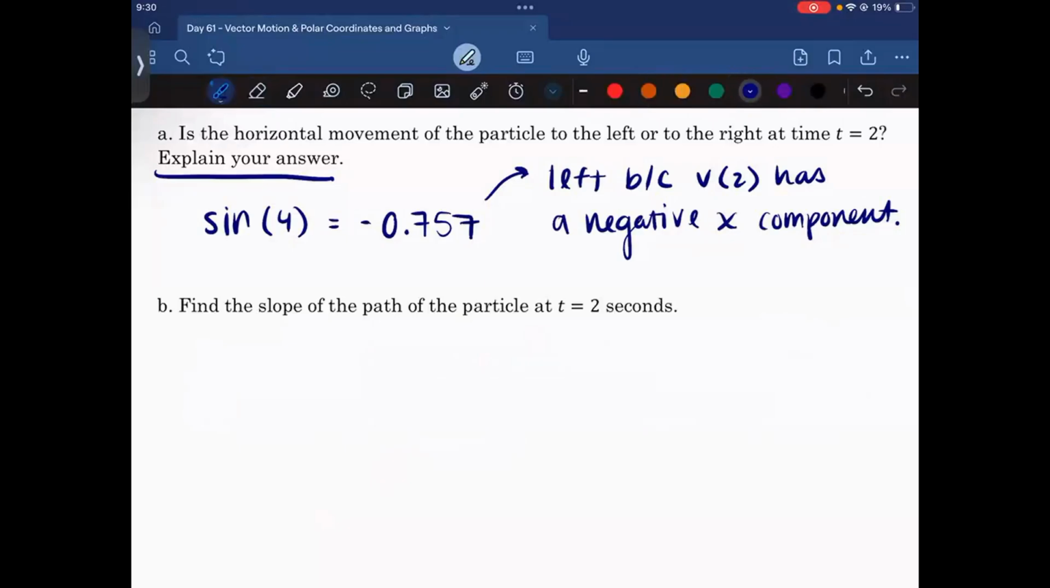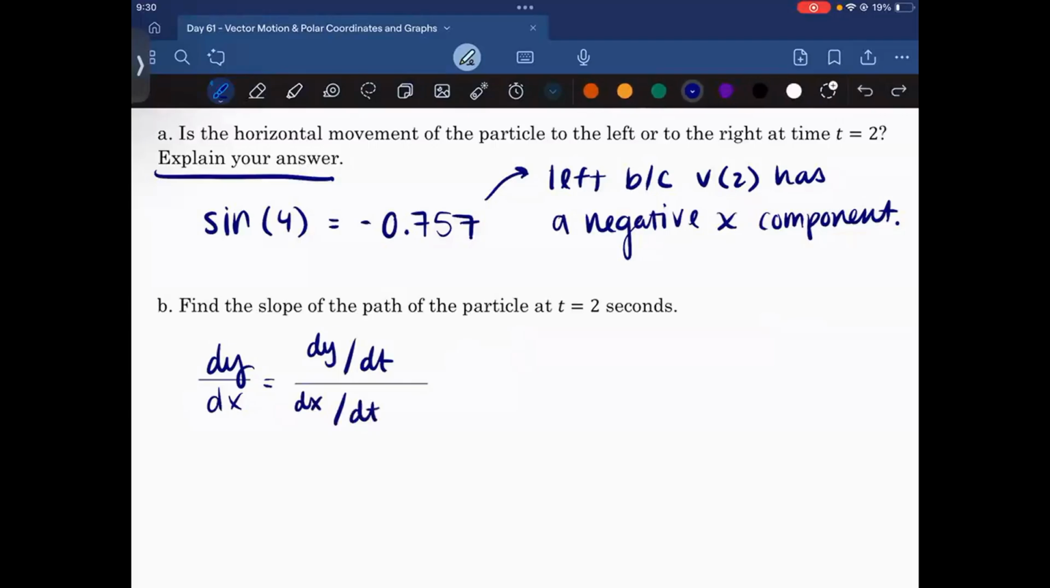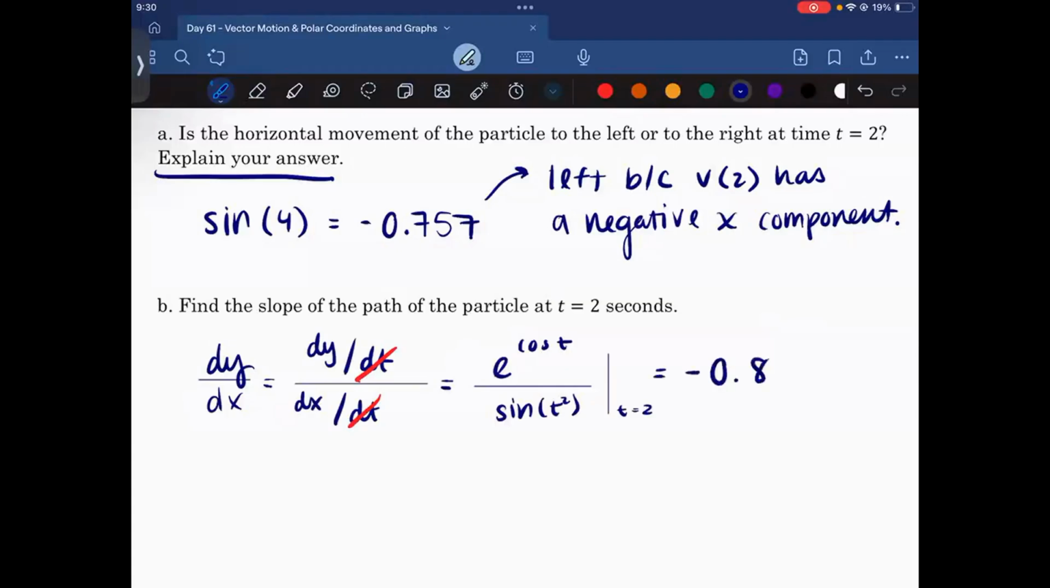B, find the slope of the path of the particle at t equals 2 seconds. So same thing as the last one. We have dy over dx. And just like I said for the last one, even though I kind of said it a little wrong, it is dy over dt and dx over dt, and these dt's will cancel, so they're really not too significant to us. We are going to divide cosine of t by sine of t squared, and we're going to evaluate that at t equals 2, and we will find our slope is negative 0.8715. We weren't asked to find a tangent line, we were just asked to find the slope.